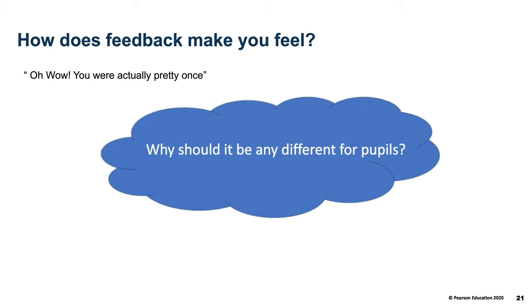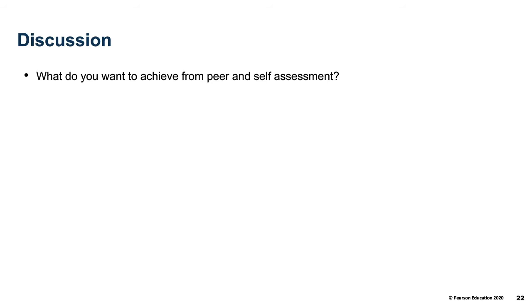So I think just taking a moment to think how feedback actually makes us feel and how it also makes students feel, and whether or not we should be expecting it to be any different for them. Okay, so our next question then really is, what do you want to achieve from peer and self-assessment? What is the golden aim? What would we love it to look like if we were able to achieve peer and self-assessment in its best form?